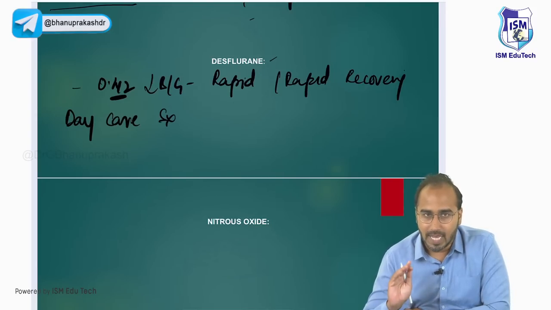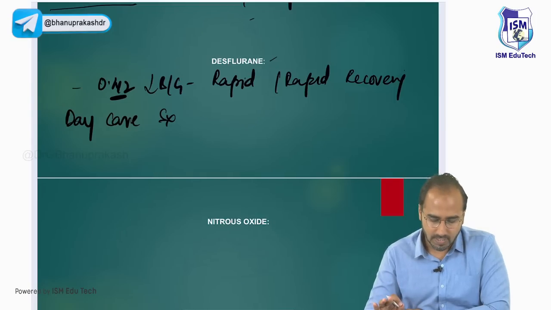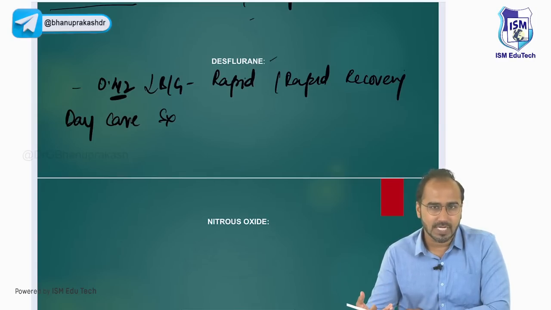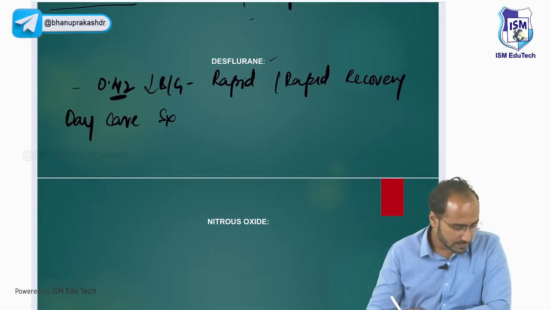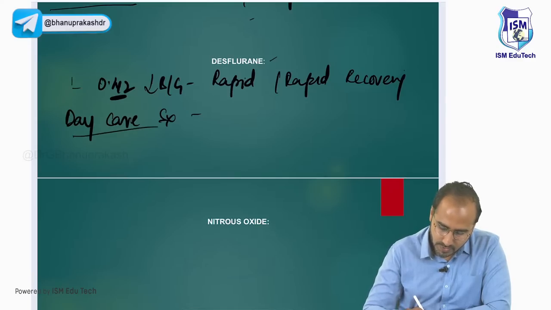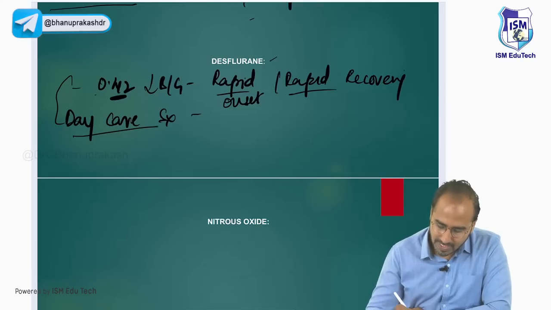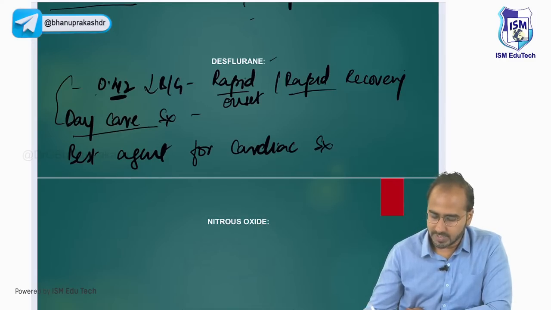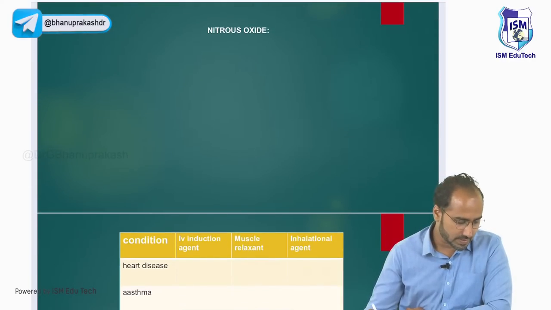Remember, the IV induction agent of choice for daycare surgery is propofol. After giving propofol, I have to maintain the patient in an unconscious state by using inhalational agents. But the best inhalational agent used for daycare surgery is what, guys? It is desflurane. So for daycare surgery, you have to use desflurane. 0.42 is the blood gas coefficient of desflurane. It has rapid onset and rapid recovery. It can be used for daycare surgery and is the best agent for cardiac surgery.